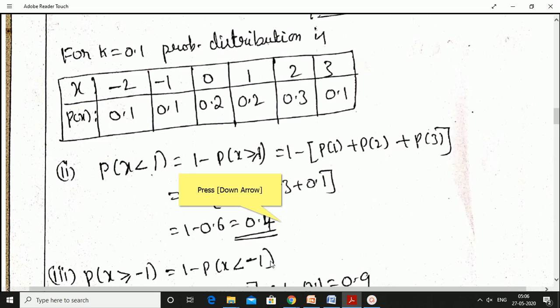Or else, the probability of x less than 1 is also equal to P of minus 2 plus P of minus 1 plus P of 0. If you add 0.1 plus 0.1 plus 0.2, it is definitely equal to 0.4. In that way also you can do the problem.